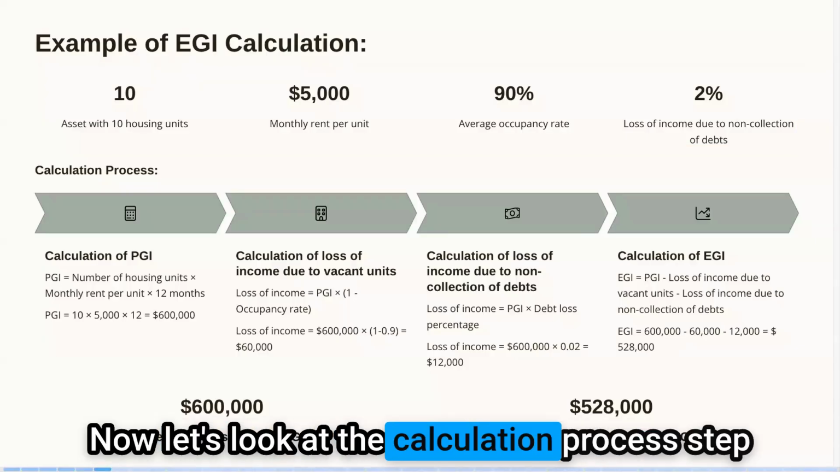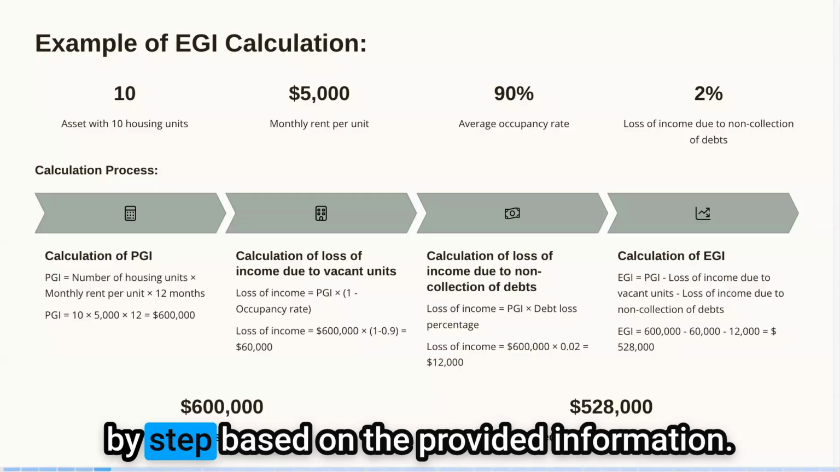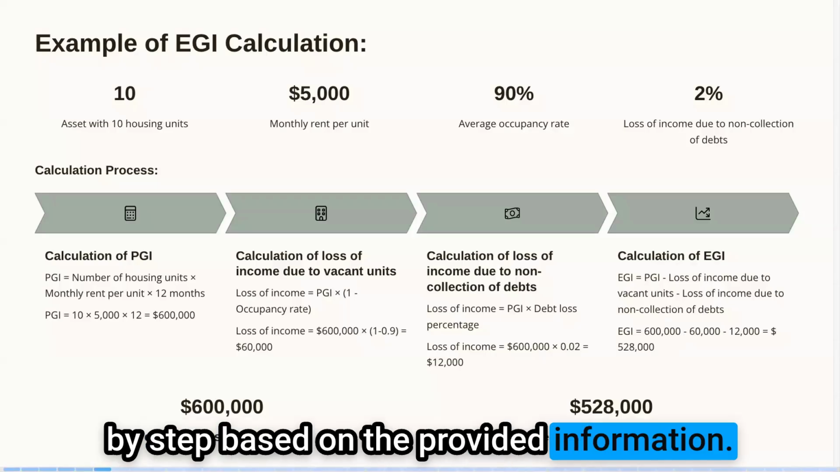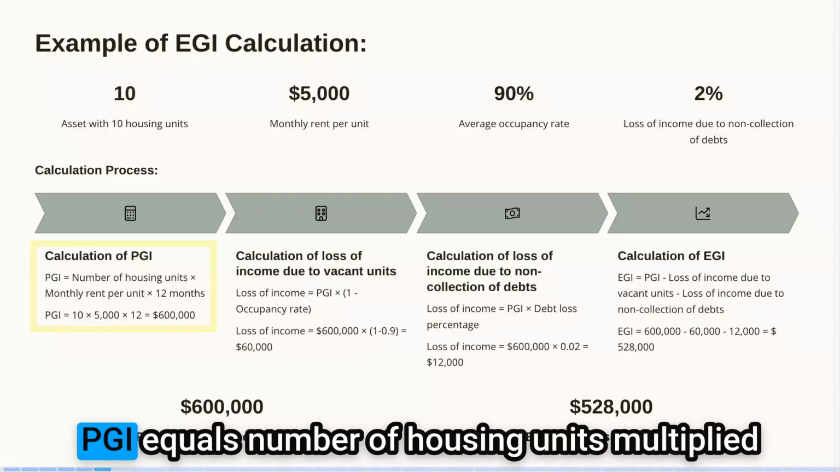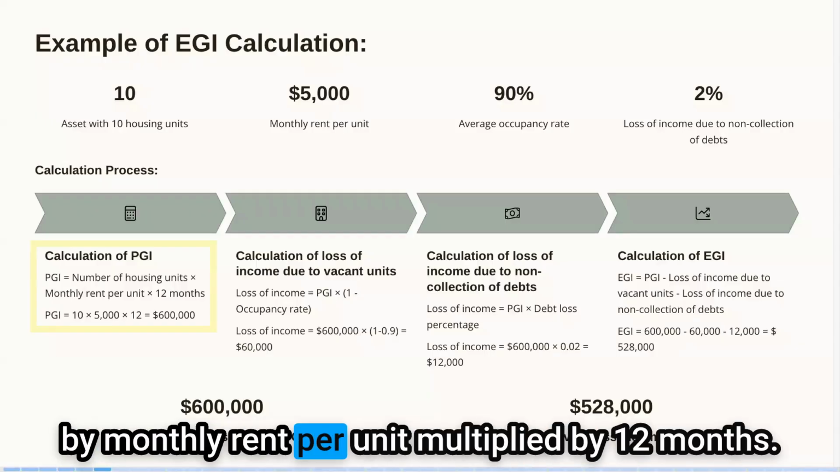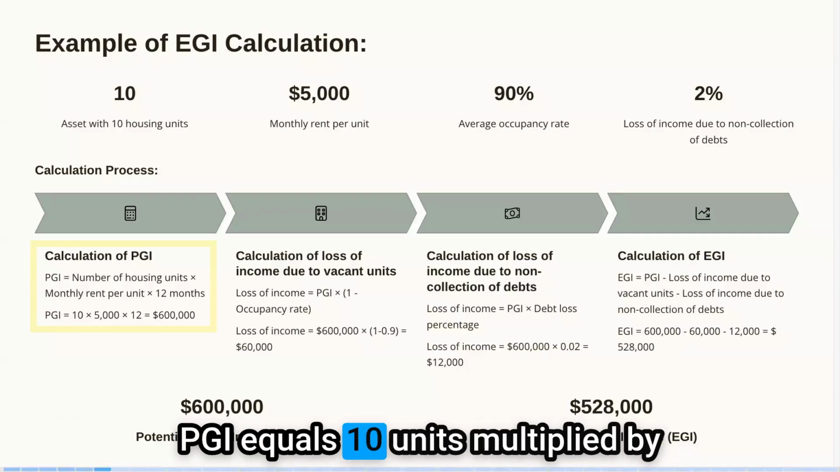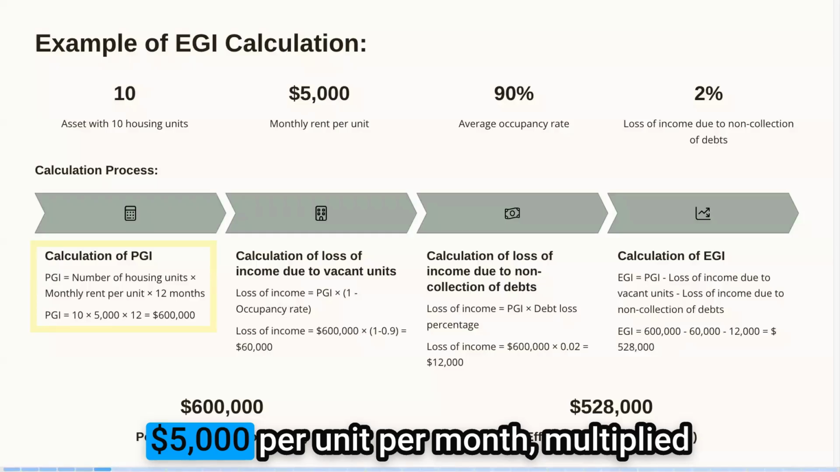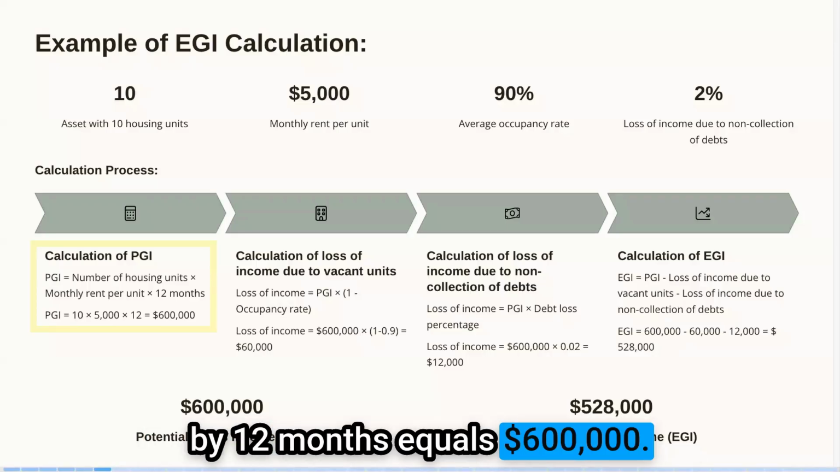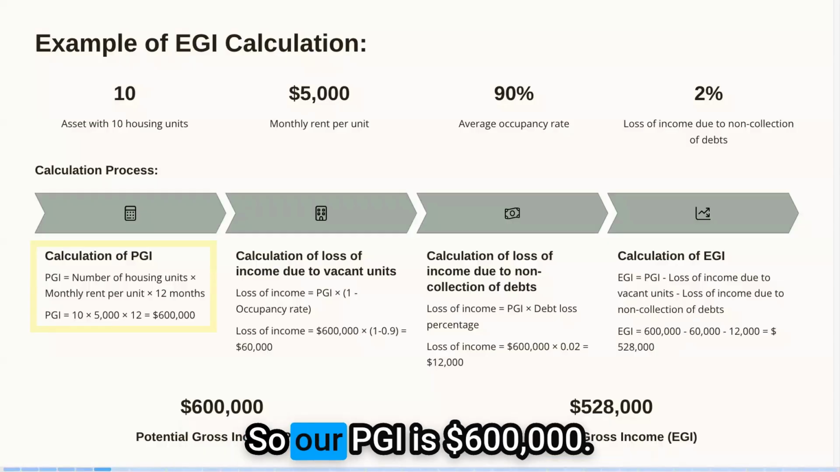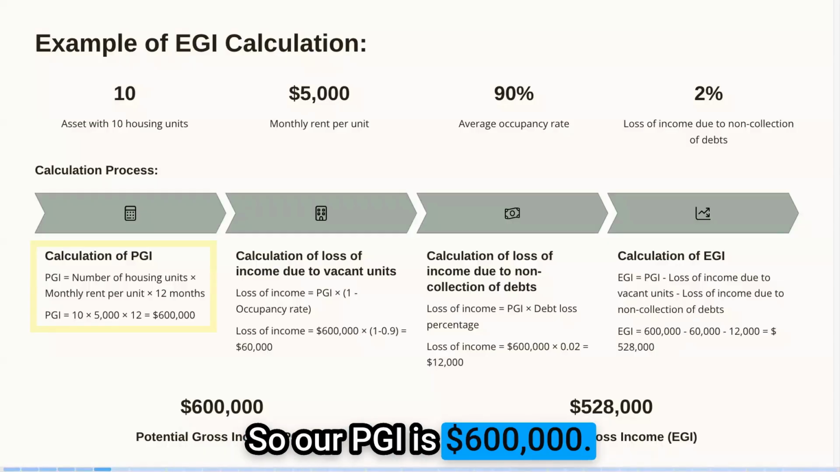Now let's look at the calculation process step by step based on the provided information. Calculation of potential gross income, PGI, equals number of housing units multiplied by monthly rent per unit multiplied by 12 months. PGI equals 10 units multiplied by $5,000 per unit per month multiplied by 12 months equals $600,000. So our PGI is $600,000.